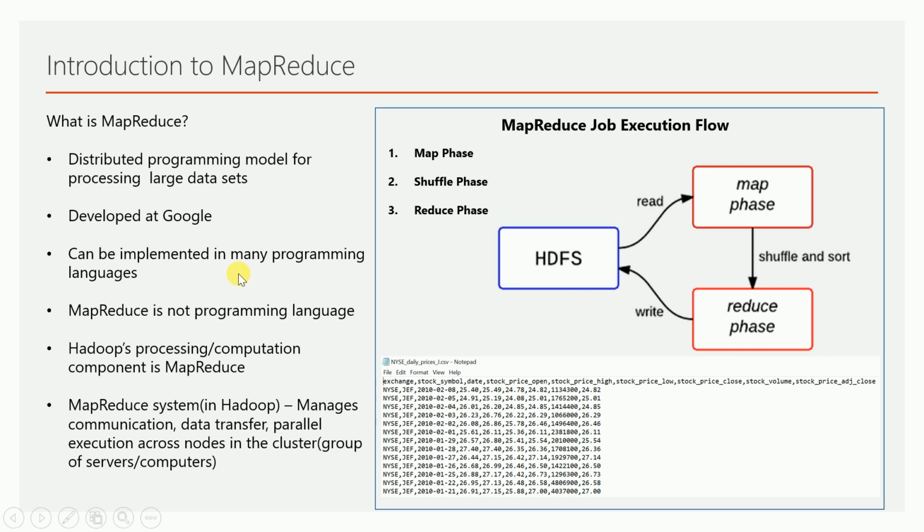So what we saw is what MapReduce is. MapReduce is a programming model, not a programming language, and it has three phases: map phase, shuffle phase, and reduce phase. It takes input from HDFS and writes the data into HDFS.